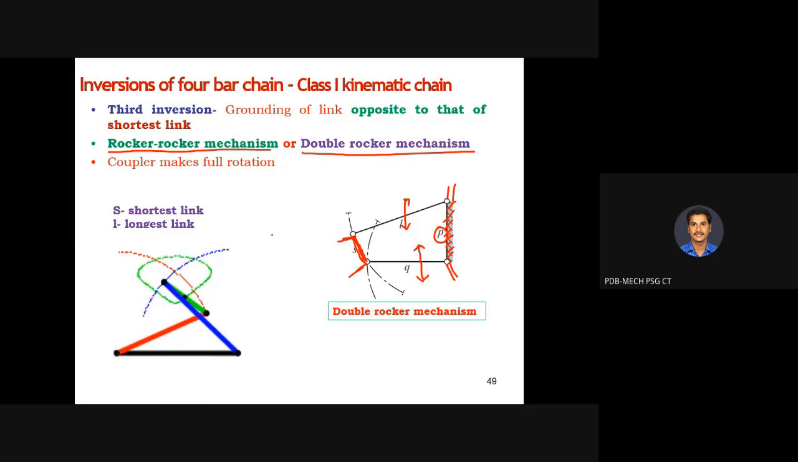So you can see the animation now. The shortest link is the green one, and opposite to it is the black one. If the black link is fixed, the red and blue links are going to make rocking motions. The red line is the path traced by the red link, and the blue hidden line is the path traced by the blue link. Both are rocking motions. Even though the coupler makes full rotation and traces a path, the prime mover cannot be connected with the coupler because it is continuously in motion.